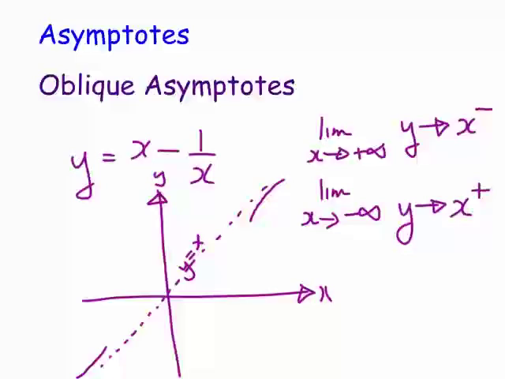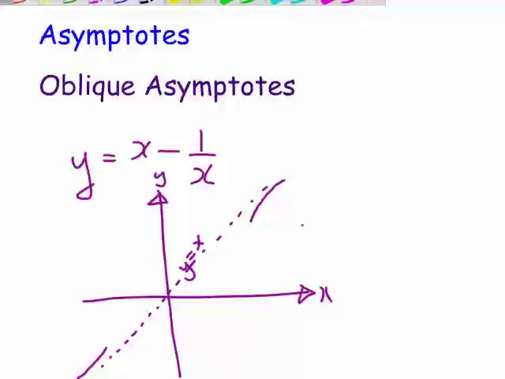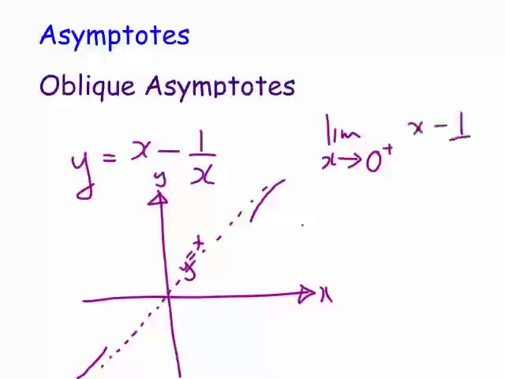Now, what about as x goes towards 0? So we want the limit as x goes towards 0, and we're going to go from the positive side. We have x minus 1 on x. Well, as x goes to 0, the x term would go to 0, and this would go towards minus 1 on a very large positive number. This would head off to negative infinity.